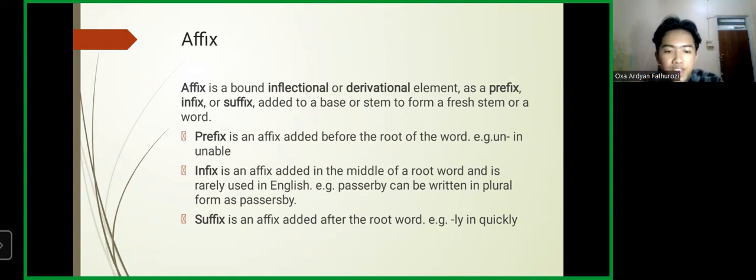Then infix is an affix added in the middle of a word root and is rarely used in English. We have an example here, passerby can be written in plural form as passers-by. We have the s in the middle. And then the last one is suffix. Suffix is an affix added after the root word. For example, the ly in quickly. Next slide, please.